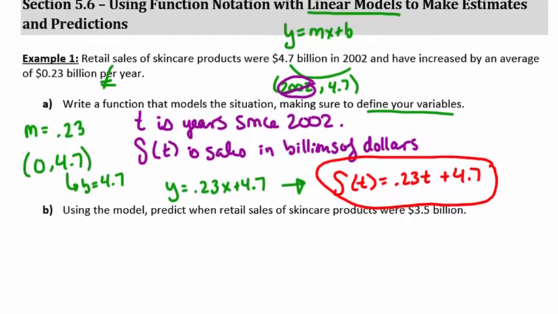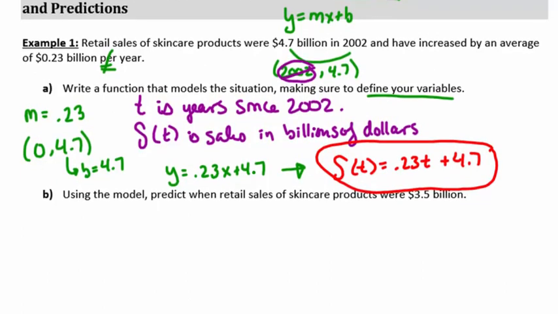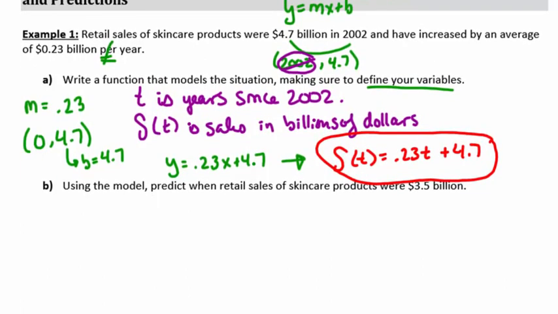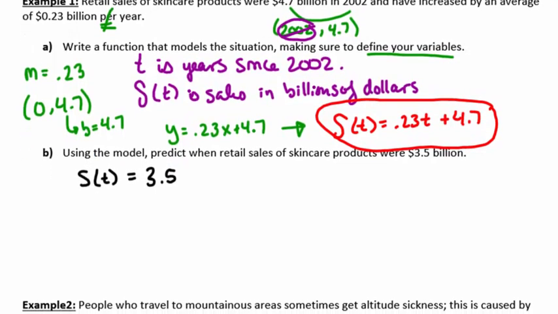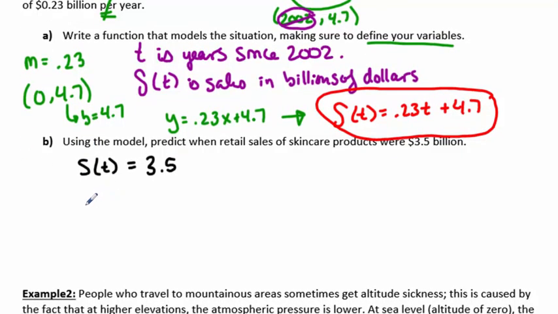In part B, we're going to use our model to predict when retail sales of skincare products were 3.5 billion. 3.5 billion is our s of t value. So what I'm trying to solve for here is t, so solve for t when s of t equals 3.5. So we're going to set our equation that we found, our model, equal to 3.5, and we're going to solve for t.